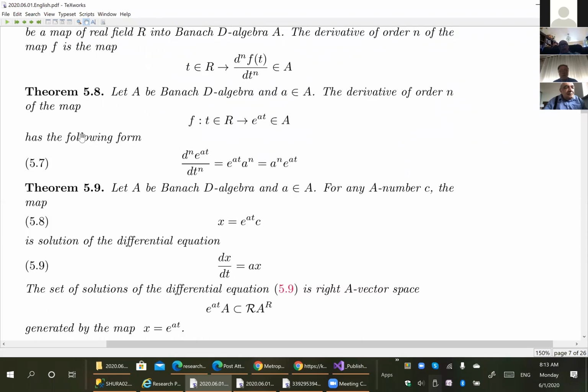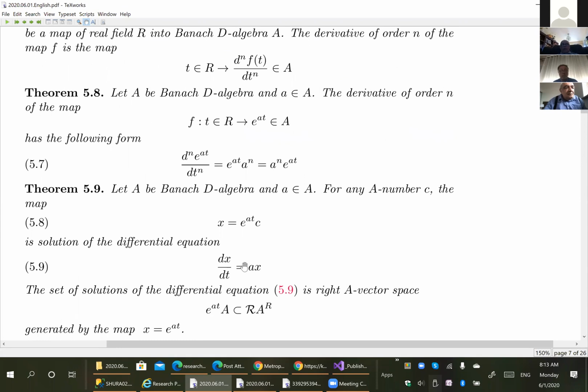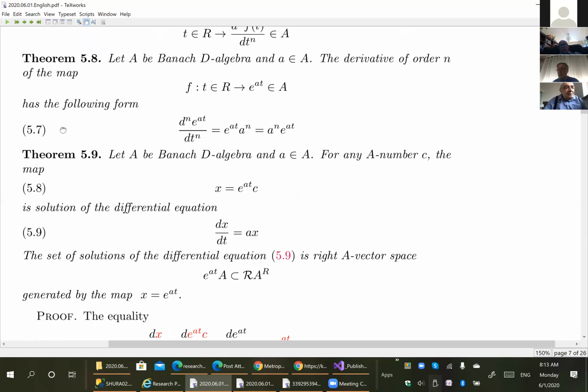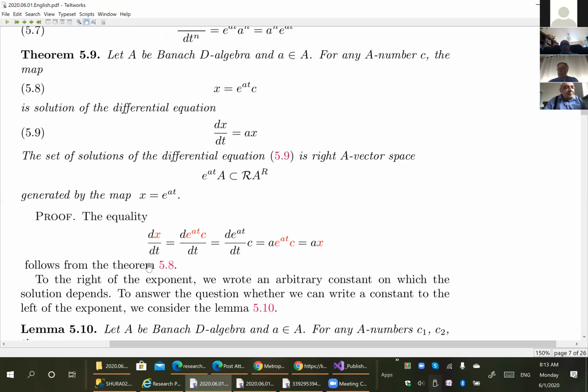Now, if I have a differential equation, dx over dt equals a x, where the constant a is written on the left side, then the solution I can write as exponent to the power at, but the constant c is written on the right side, on the opposite side from the coefficient. First of all, we can test that this expression is really a solution of our differential equation. You see that I selected the trial function by red color. You see that it satisfies the equation.